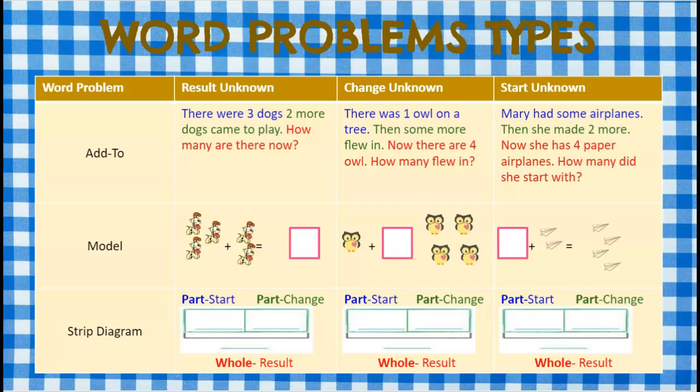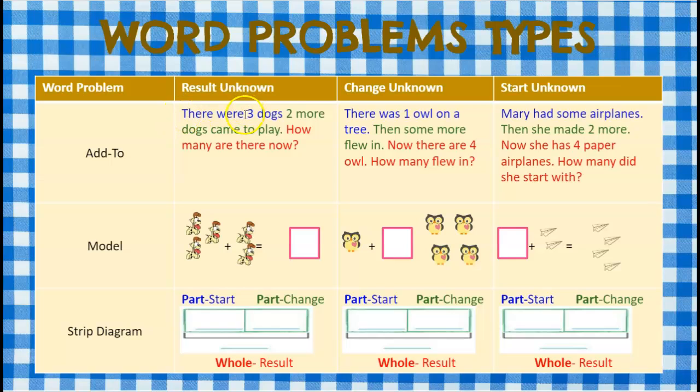There are three different types of word problems, and we're going to be solving using a strip diagram and model. When we use the strip diagram, we read the problem and we find the part, the start, the change, and the whole or the result to figure out the problem. So you can have a part and a part to make the whole, two numbers that make a bigger number, just like when you were composing and decomposing numbers.